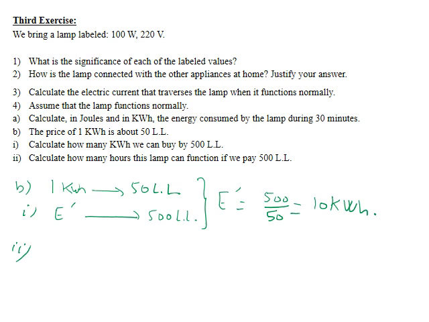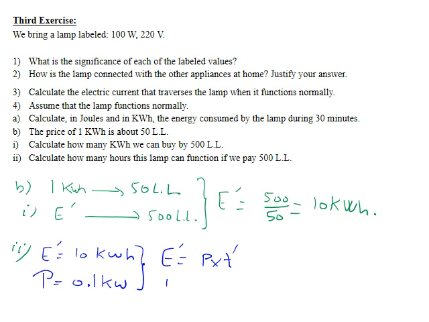2. Calculate how many hours this lamp can function if we pay 500 LL. E prime is 10 kilowatt hour. P equals 0.1 kilowatt. So E equals P times T, new time. T equals E prime over P, equal to 10 kilowatt hour over 0.1 kilowatt, equal to 100 hour.